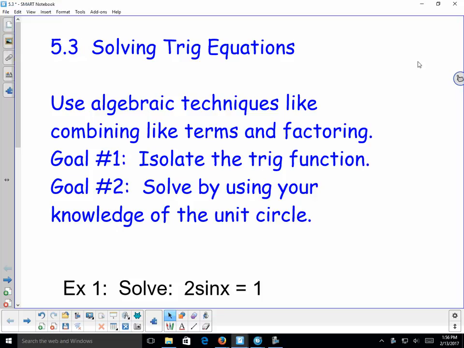Okay, so we are looking at section 5.3, and in section 5.3 you are solving trig equations. To solve, your first step is usually going to be to isolate the trig function, and step number 2 is going to be to solve by using your knowledge of the unit circle. So feel free to take out your unit circle right now as we are going over this. I know you have them memorized, but it might be good to have it out in front of you. And we're going to be using algebraic techniques like combining like terms and factoring.